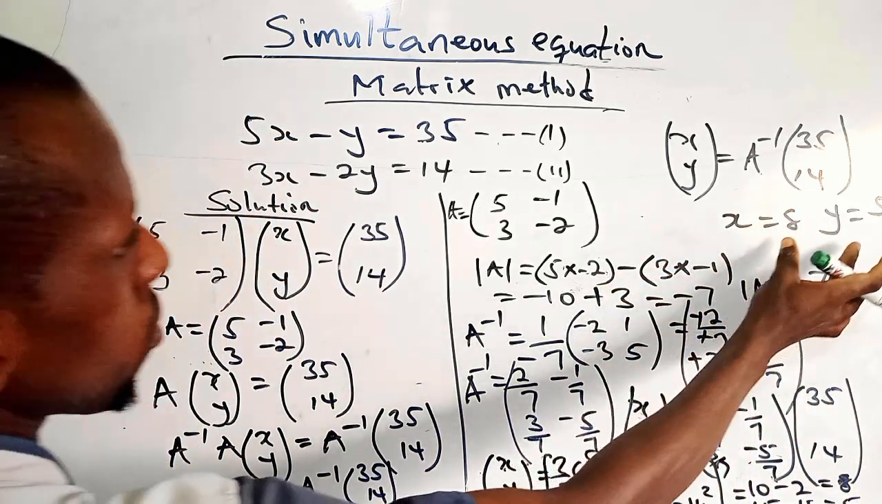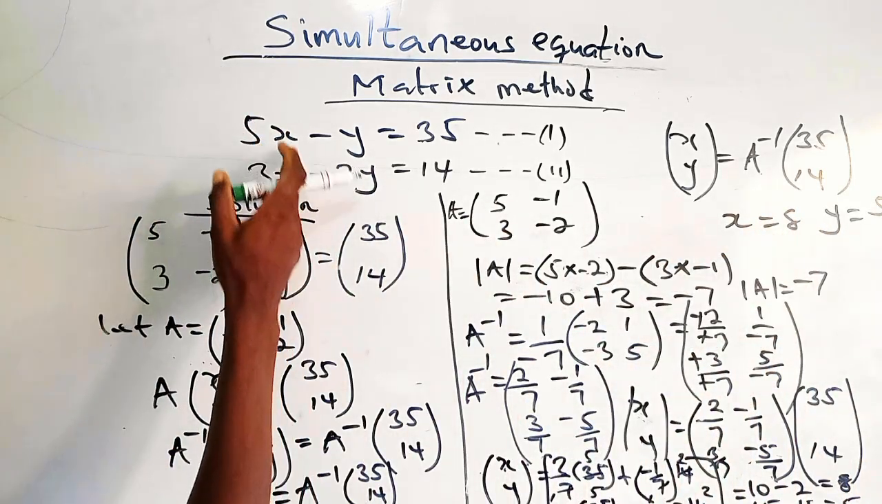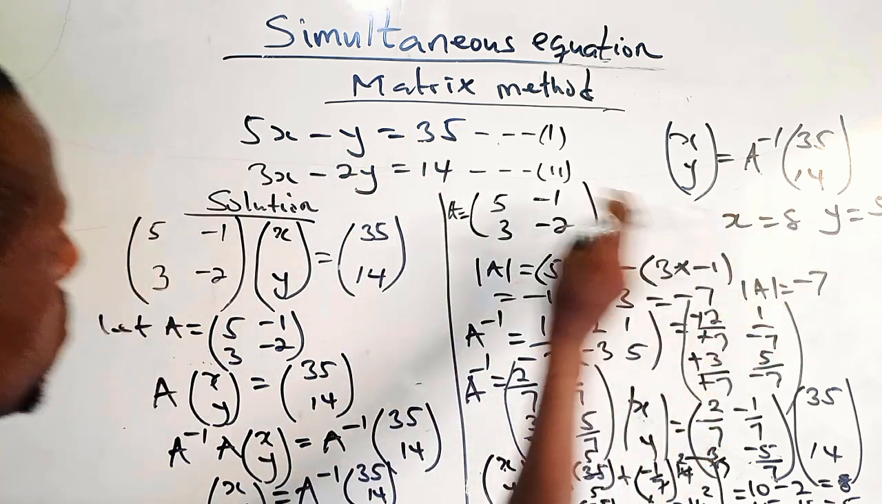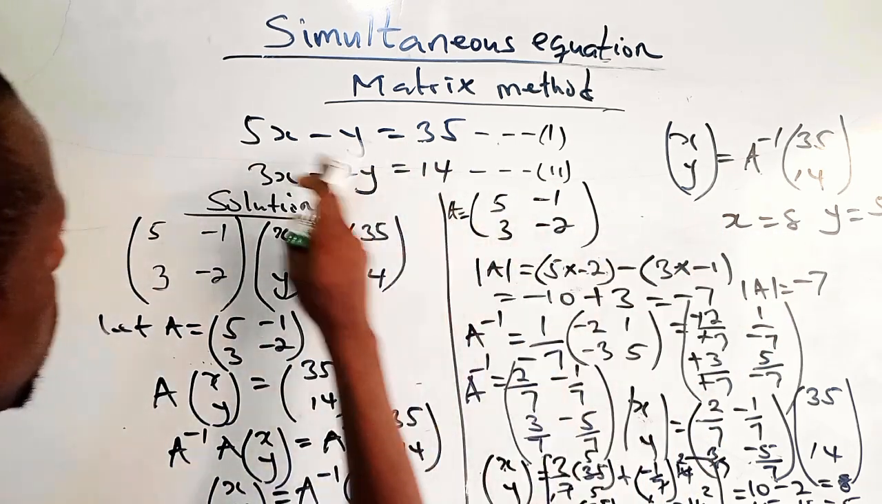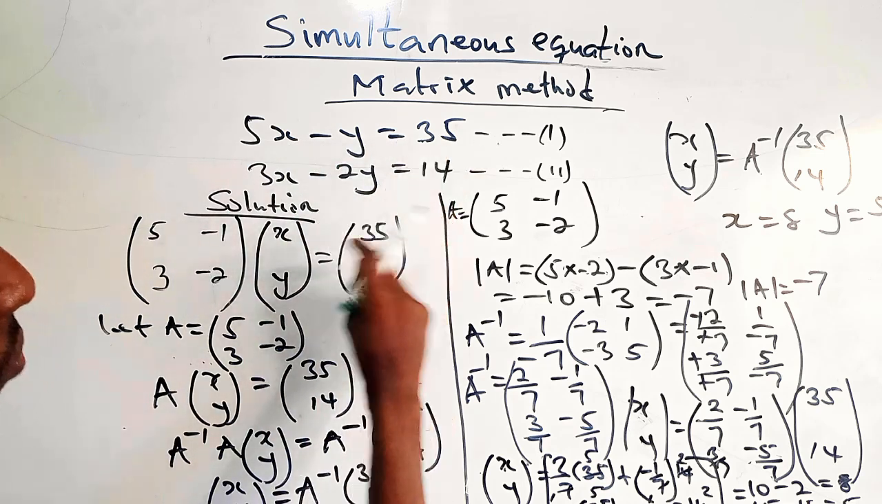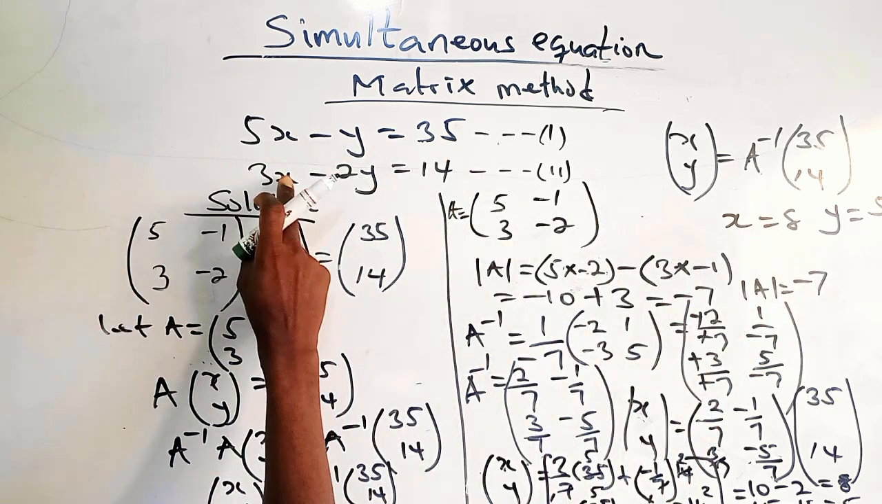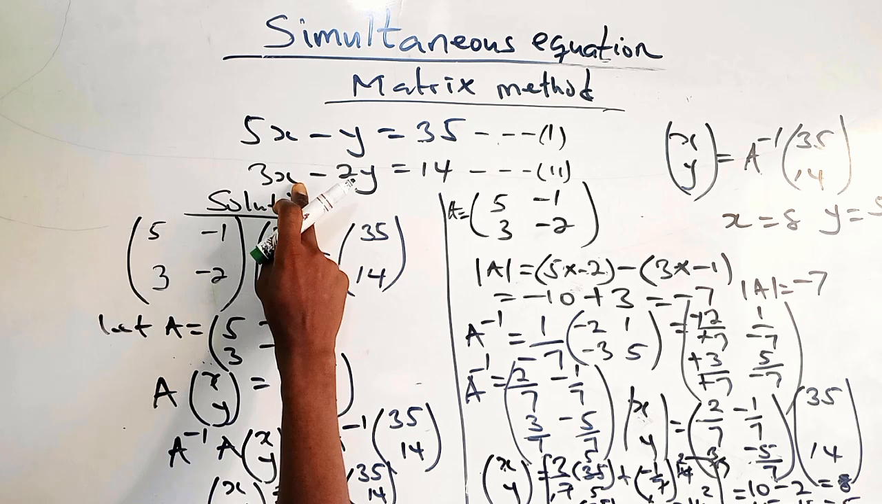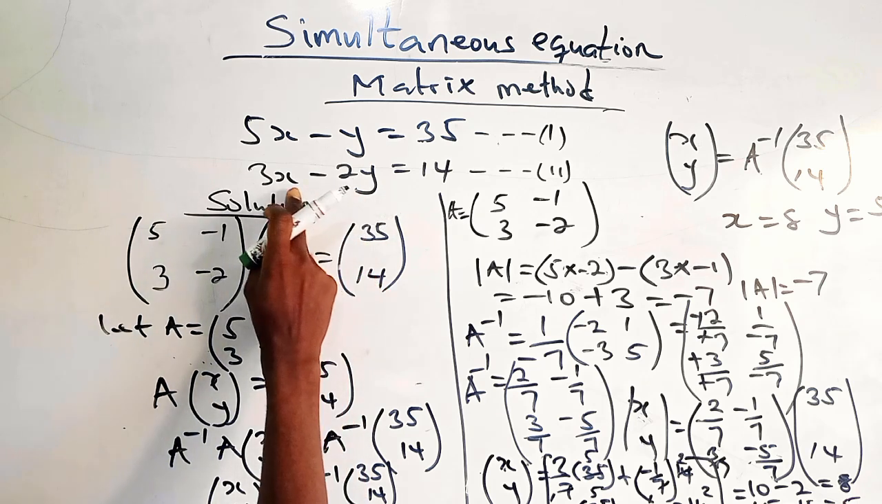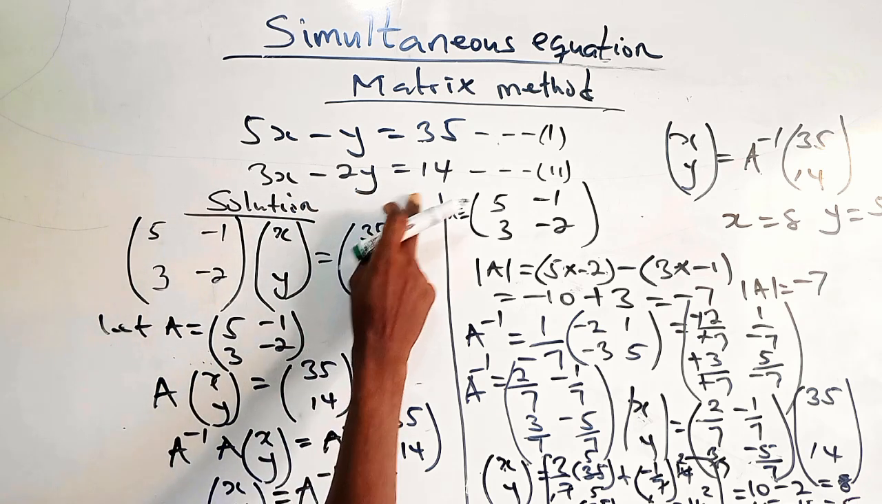So by the time you bring this and check it in any of these equations, it must give you these answers. For x to be 8, you have 5 times 8, that is 40. 40 minus 5, which is y, gives you 35. And for x to be 8, 3 times 8 is 24. 24 minus 2 times 5 is 10. 24 minus 10 gives you 14.